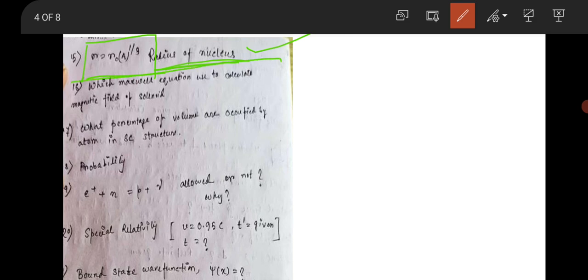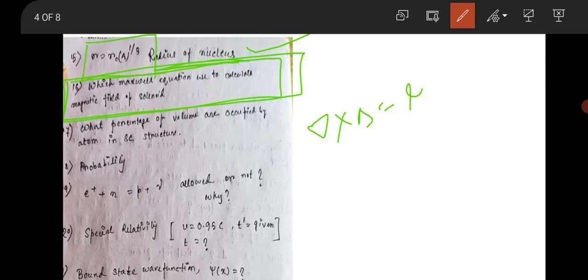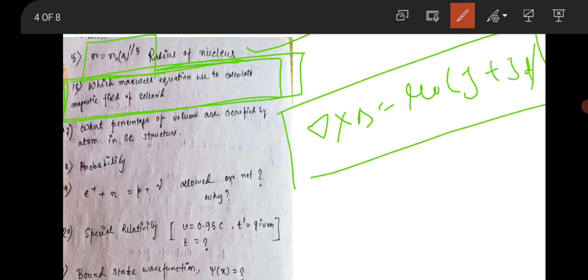Then there is a question from the Maxwell equations. Which of the Maxwell equations is indicating the magnetic field inside a solenoid? Okay, not solenoid, Ampere circuital law. Which of the Maxwell equations is representing the Maxwell-Ampere circuital law? That is del cross B equal to mu 0 times (J plus epsilon 0 dE by dt). Okay, so this is the Ampere circuital law.